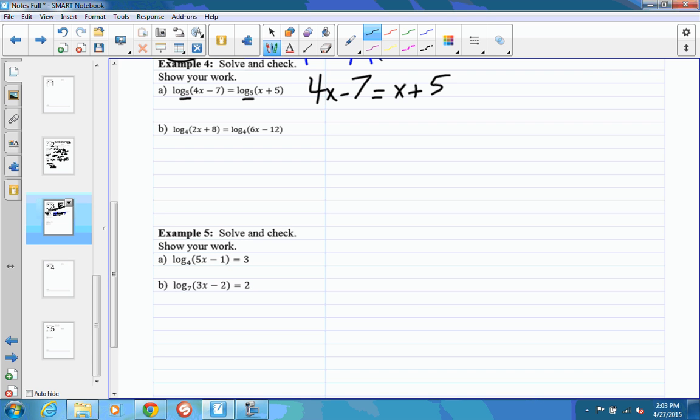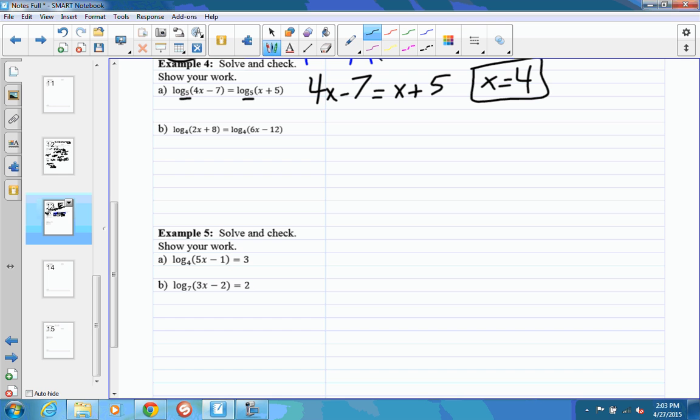So, just solving for x, what do we get? Because clearly we need some practice, so go ahead. Add 7. Good. X equals 4. Okay. What do the directions for this problem say? Solve and check.